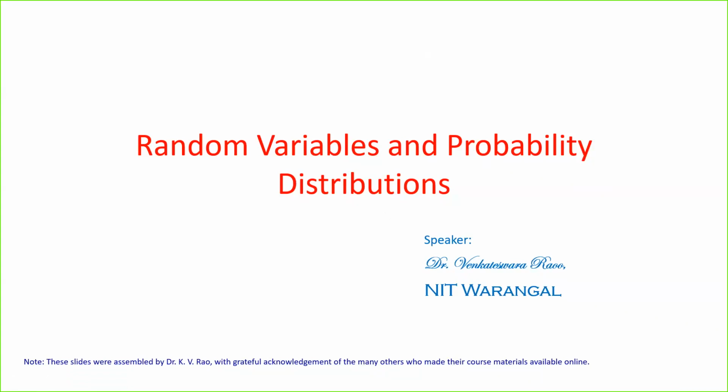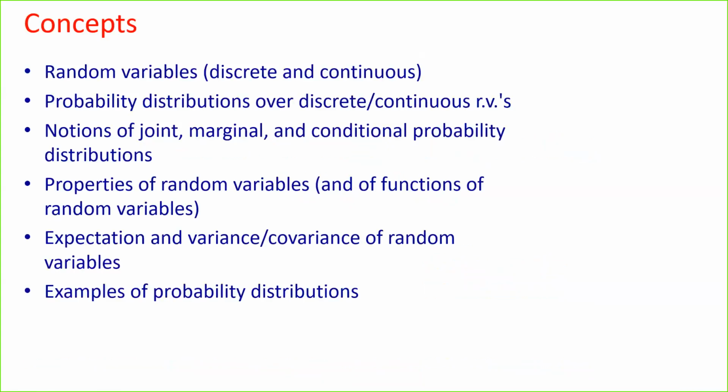What is probability? What is a random variable? And what are the different notions of probability? We're going to see joint, marginal, and conditional probabilities, and the distributions. We will also see discrete and continuous random variables and their distributions. We're going to see the expectation, variance, covariance, correlation, all these concepts. And some example probability distributions also we're going to look at, right?